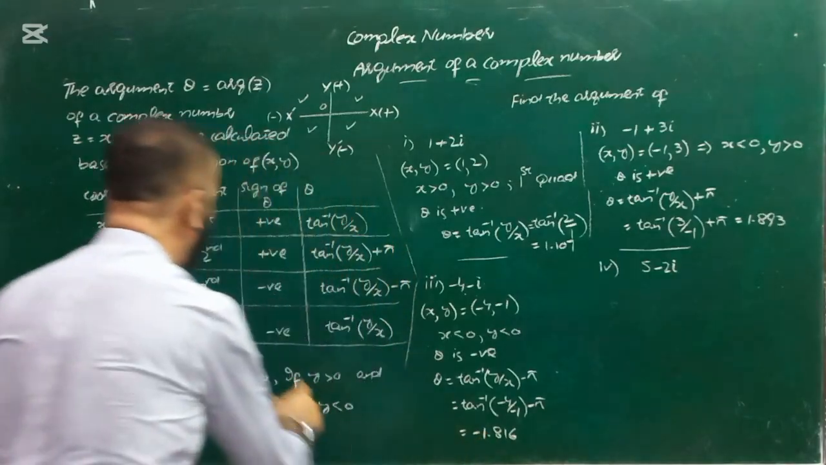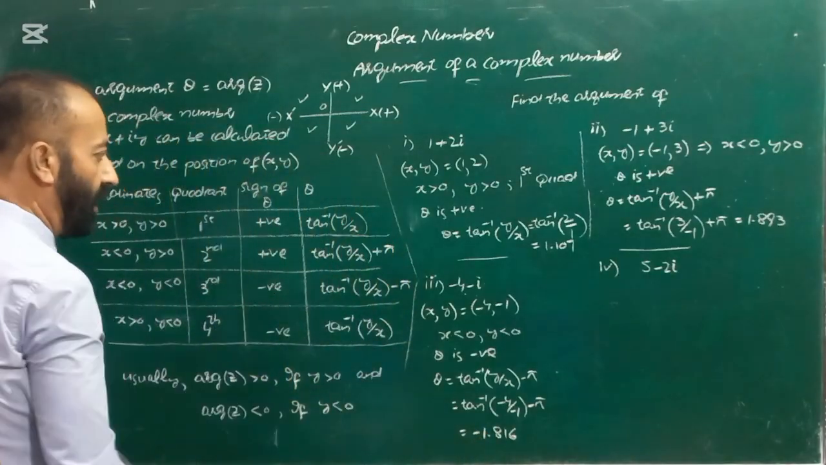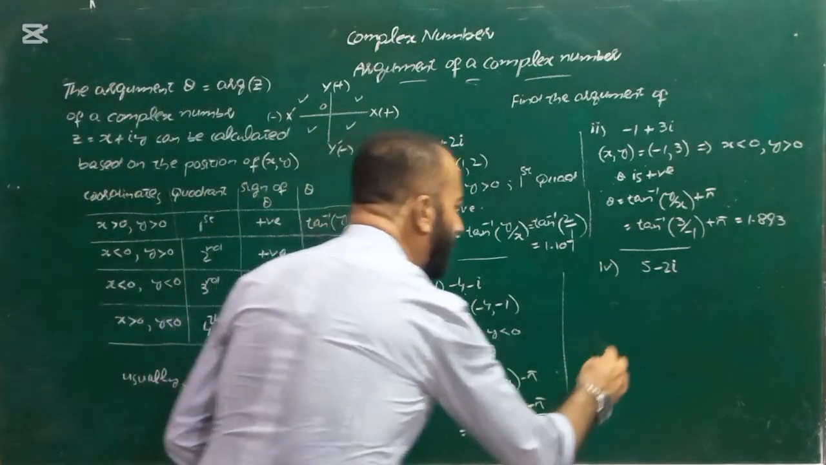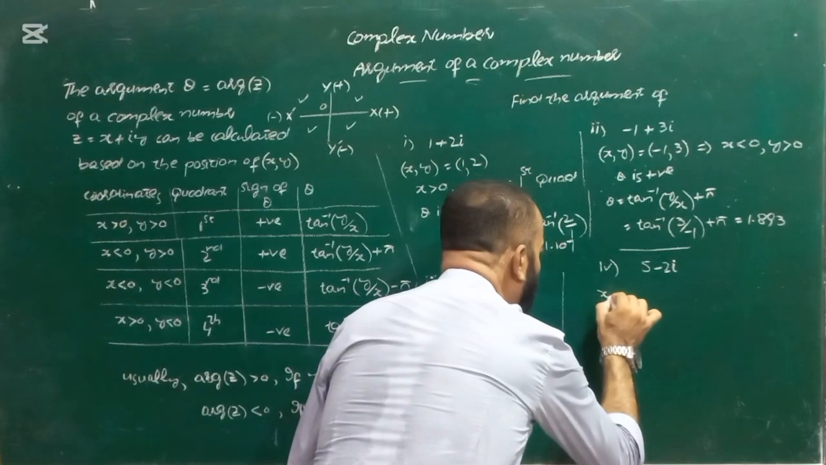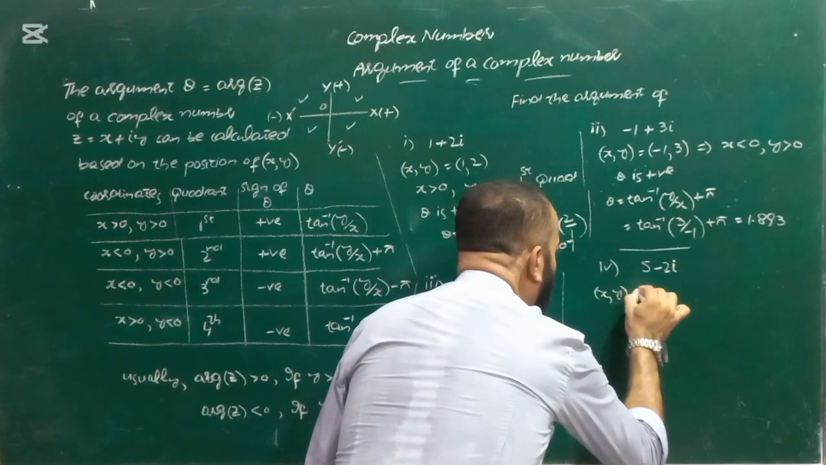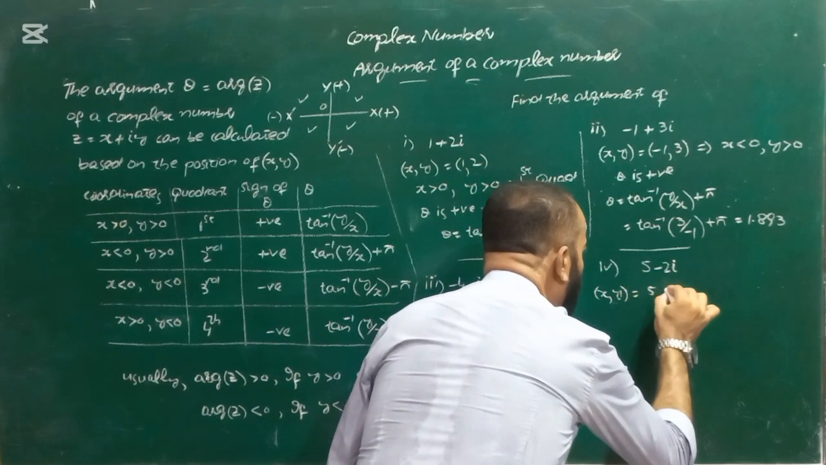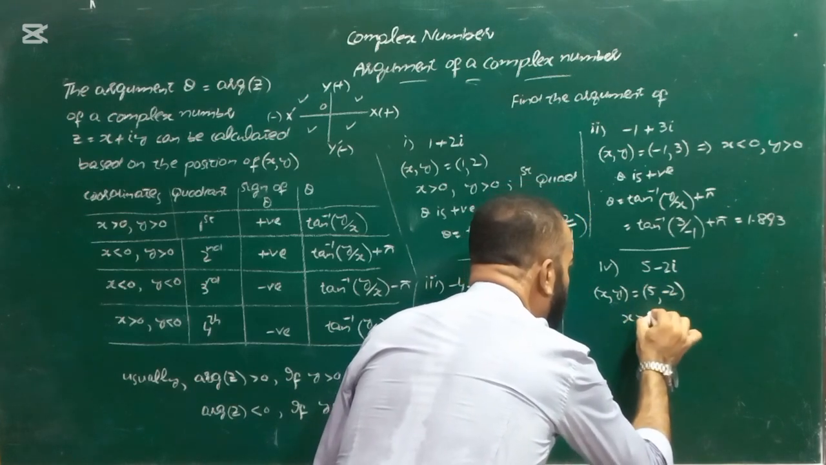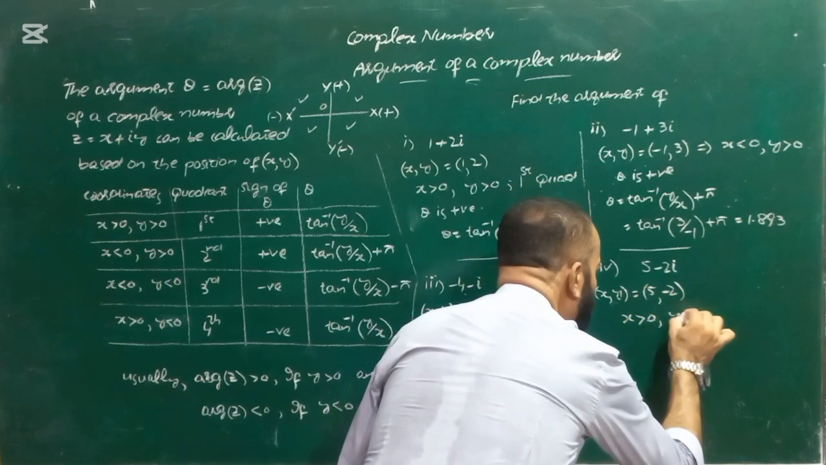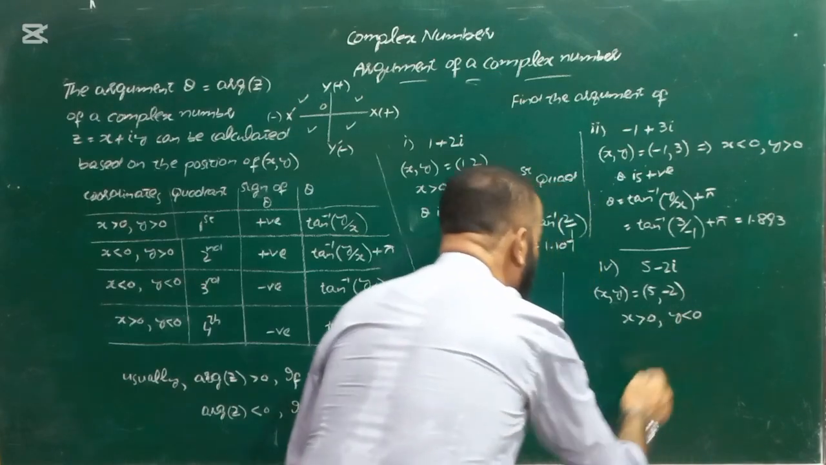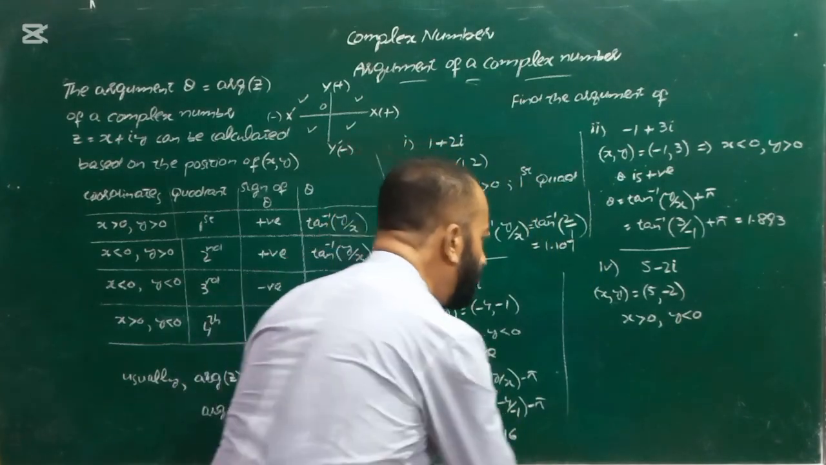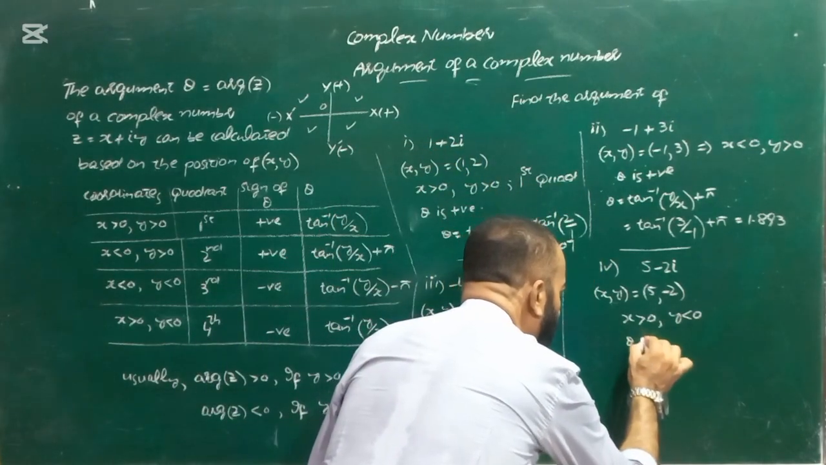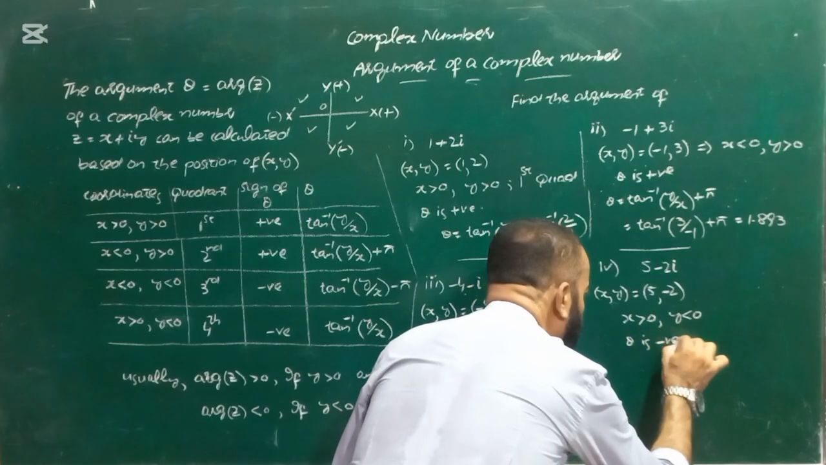Minus sign is there because theta will be negative. Here is another part: x, y. X is 5, y is -2. So x is greater than 0 and y is lesser than 0. It will be fourth quadrant. So that's why theta is negative.